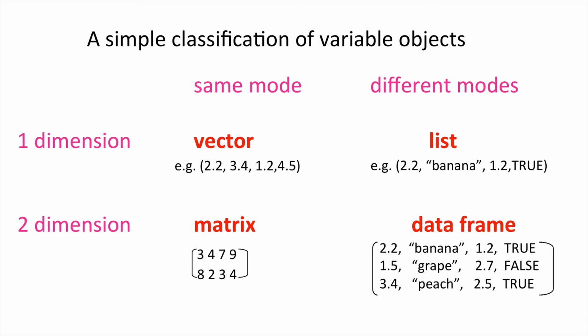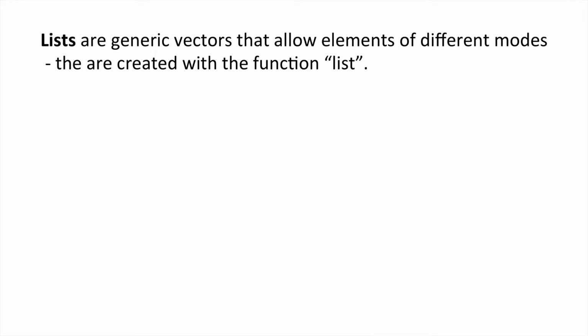With a data frame, effectively what we have is a whole series of lists strung in a two-dimensional framework, rather like the way a matrix is a two-dimensional representation of a vector. Let's look at how we create lists in the first instance. So lists are these generic vectors that allow elements of different modes, and we create them using the function list.